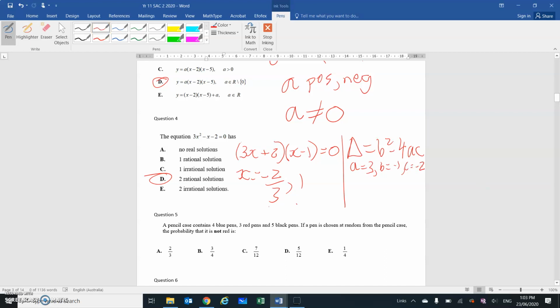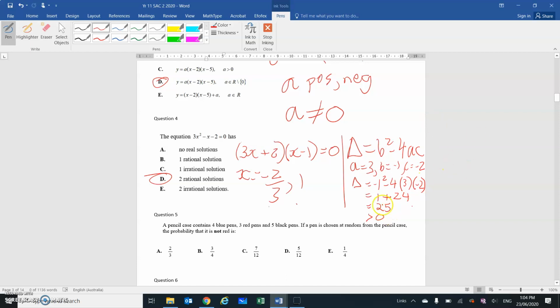You can sub all that in, and you get the discriminant equals, once you sub it all in, minus 1 squared, minus 4 times a times c. You end up getting, that's minus 1 squared is 1, minus 4 times 3 times minus 2 is positive 24, so that equals 25. Now that 25 is greater than 0, so that means it is a perfect square.